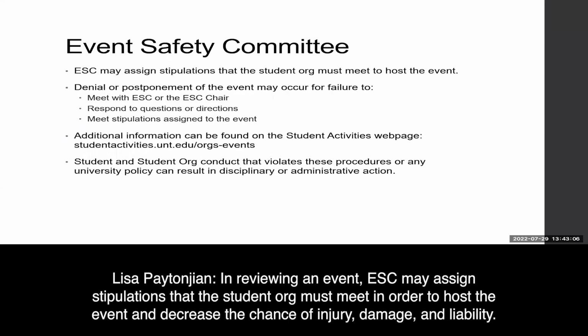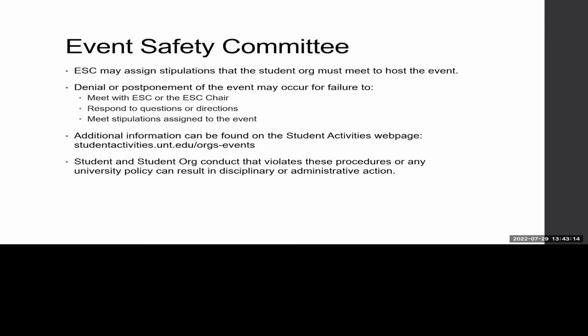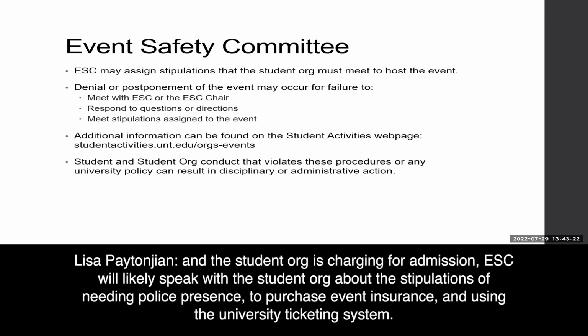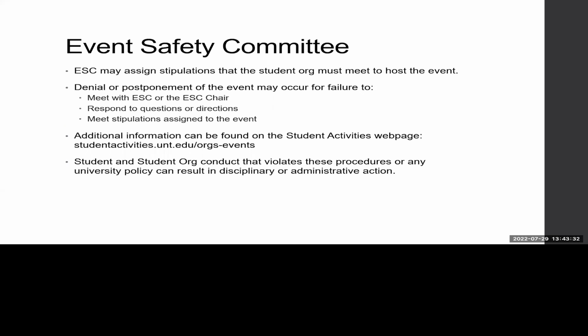In reviewing an event, ESC may assign stipulations that the student org must meet in order to host the event and decrease the chance of injury, damage, and liability. For example, if the event is an outdoor concert with an expected attendance of 300 students and off-campus guests, and the student org is charging for admission, ESC will likely speak with the student org about the stipulations of needing police presence, purchasing event insurance, and using the university ticketing system.